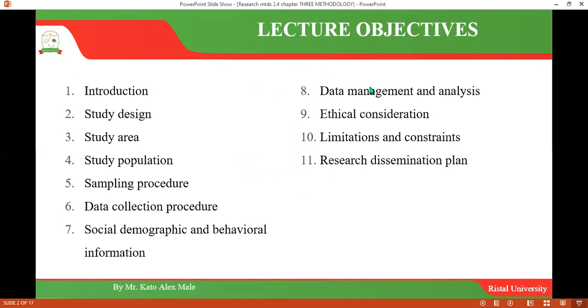Today's lecture objectives: we are going to look at the introduction of Chapter 3, the study design, the study area, study population, sampling procedure, data collection procedure, social demographic and behavioral information, data management and analysis, ethical consideration, limitations and constraints, and then research dissemination plan. I've arranged the objectives as steps. This is the data that is required under Chapter 3, the data required under methodology. In other words, this is what makes up methodology.